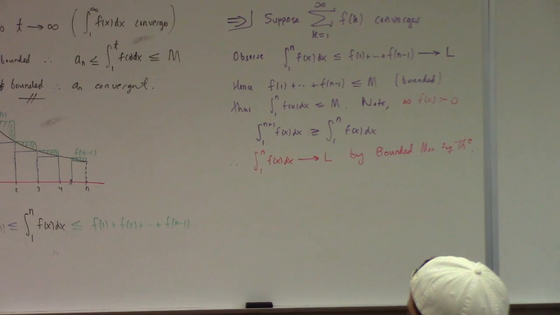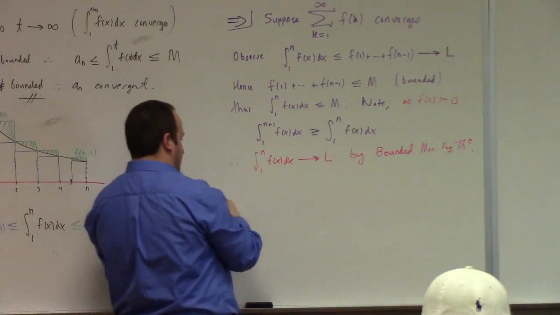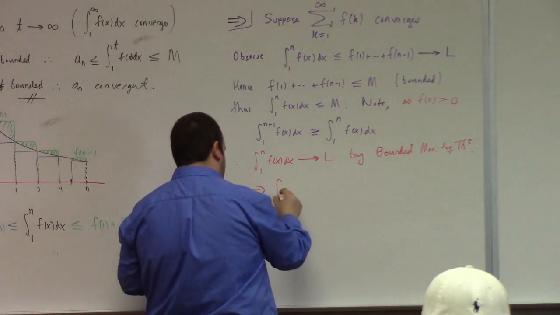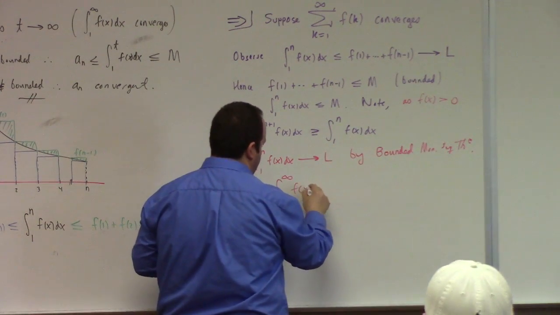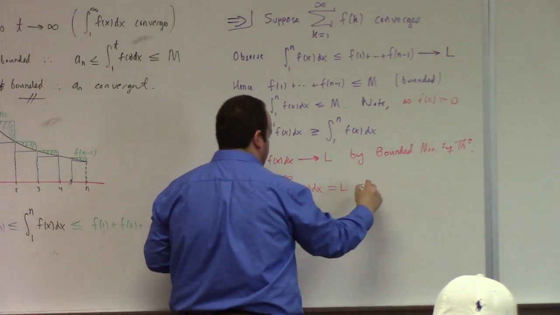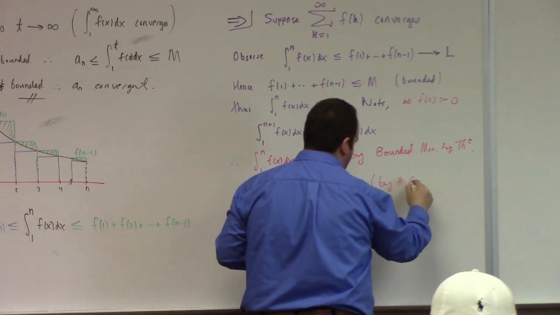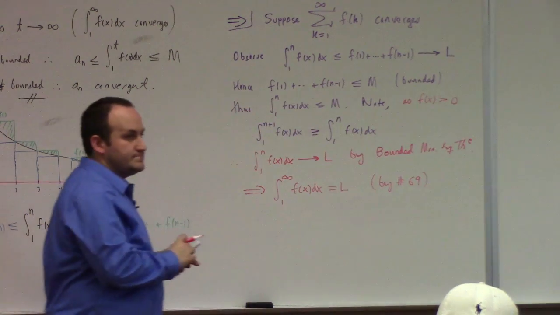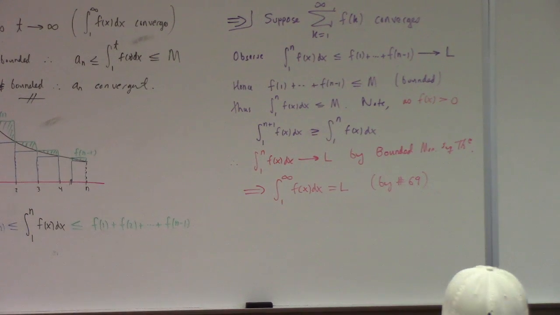Because problem 69 showed us that the sequential convergence of these area integrals, the sequence of areas, whatever you want to call this thing, this convergence implies that convergence. And so we're done. Because this implies that the integral from 1 to infinity of f of x dx is equal to L. That's by number 69. So that shows you that if the series converges, then the integral converges.